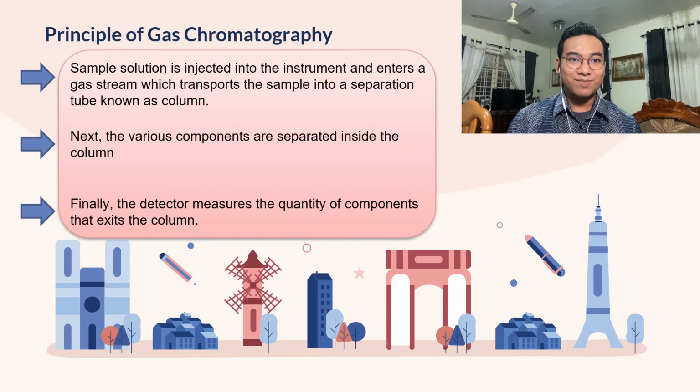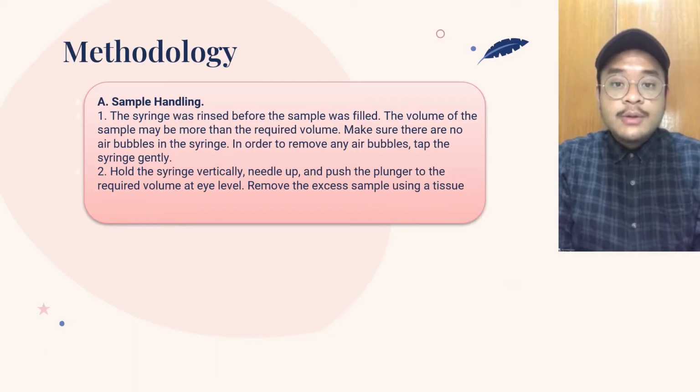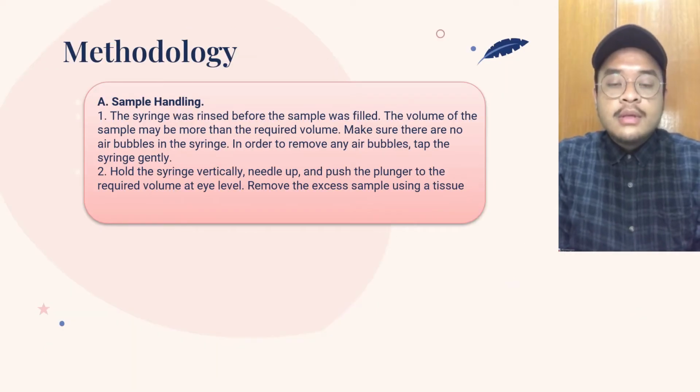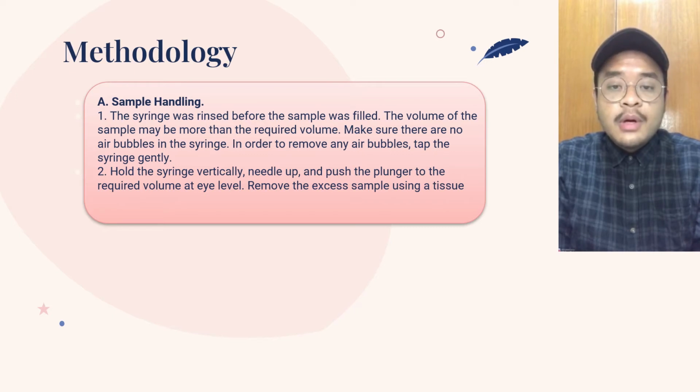The methodology for gas chromatography. First, sample handling. The syringe was rinsed before the sample was filled. The volume of the sample may be more than the required volume. Make sure there are no air bubbles in the syringe. In order to remove any air bubbles, tap the syringe gently. Number 2. Hold the syringe vertically, needle up, and push the plunger to the required volume at eye level. Remove the excess sample using a tissue.